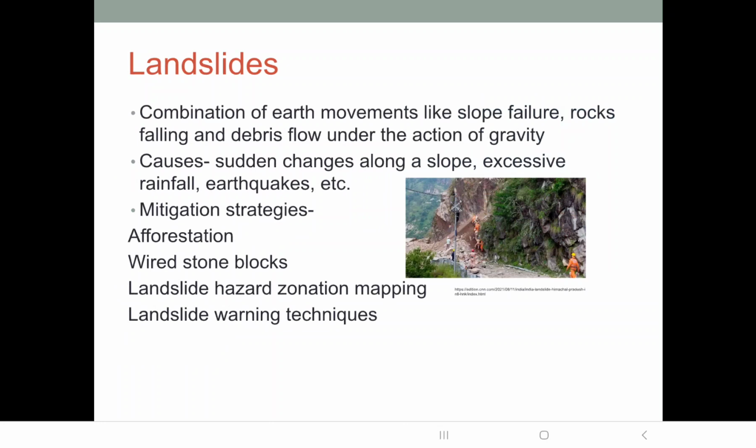Then, having understood cyclones, we have discussed landslides. What is a landslide? It is nothing but a combination of several geological processes that include earth movements like extensive slope failure, rocks falling, debris flowing under the action of gravity. This happens because the gravitational and other types of shear stresses within a slope exceed the shear strength of materials that form the slope. As a result, huge rocks and mud come to the base of the slope.